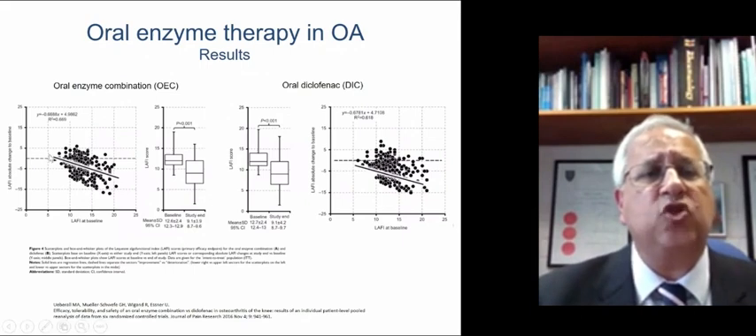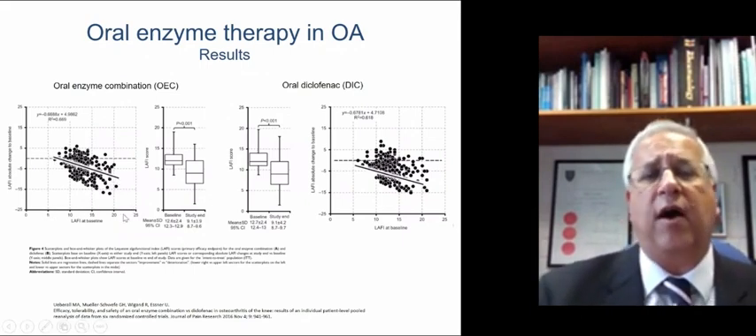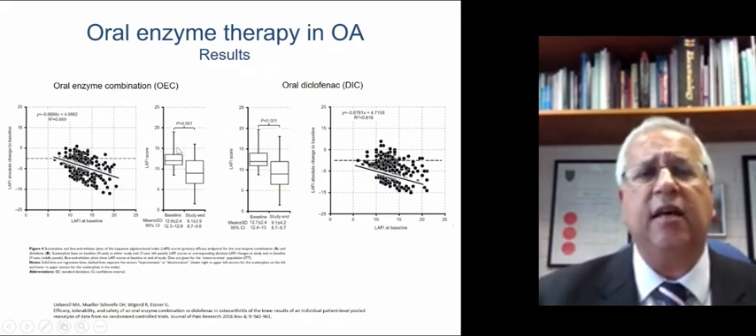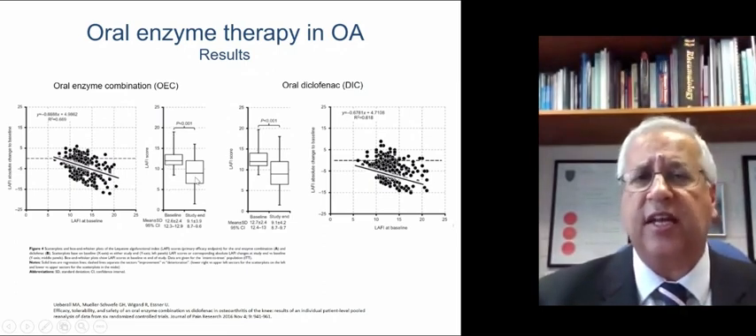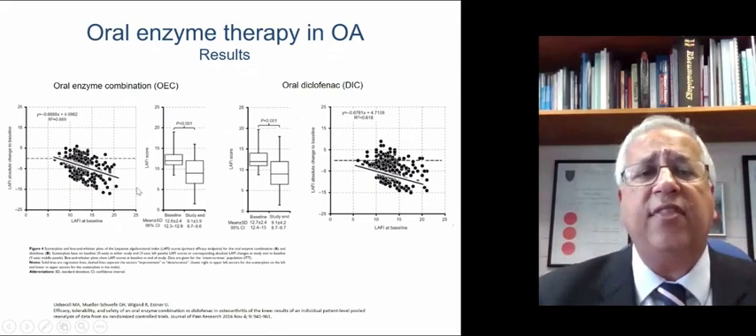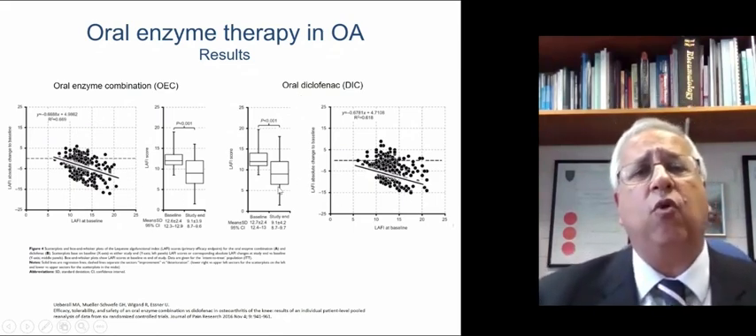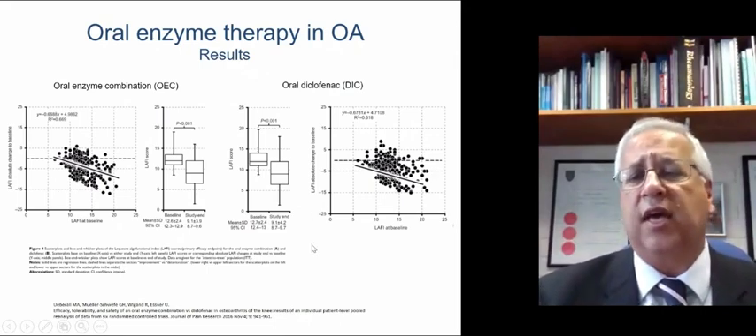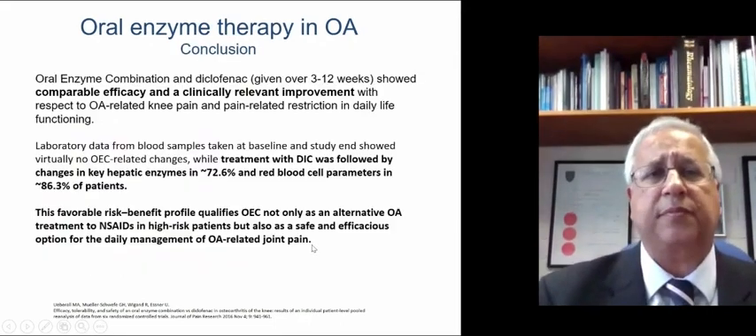You see here the change in Lequesne index over a period of weeks since baseline, attributable to the oral enzyme combination, and the magnitude of that change over the baseline to end of study periods. And you see the same responsiveness for oral diclofenac. And there's really very little to choose between these two, and of course a markedly different adverse effect profile.